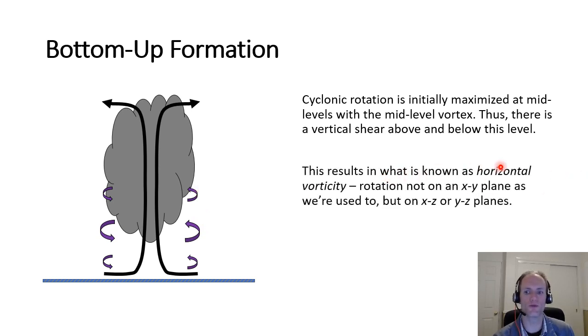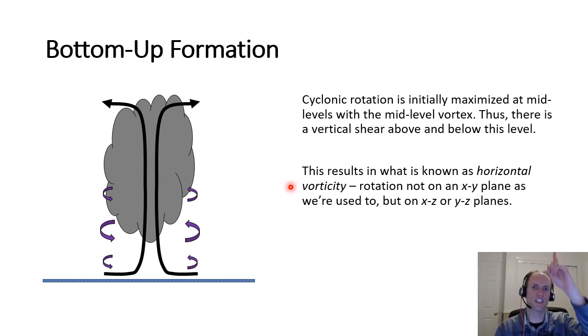So this results in what we call horizontal vorticity. And this is where some of the vorticity terminology is really kind of wonky. The rotation that we're used to is on the XY plane. You can look down on the Earth, north, south, east, west, and you see rotation like with a cyclone, tropical or otherwise. That is what we refer to typically as vorticity, relative vorticity, but in terms of a mathematical formulation, that's actually known as the vertical vorticity.